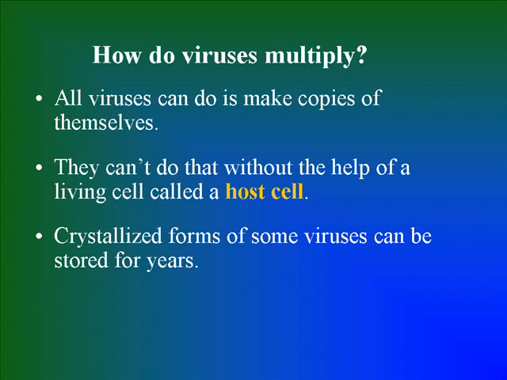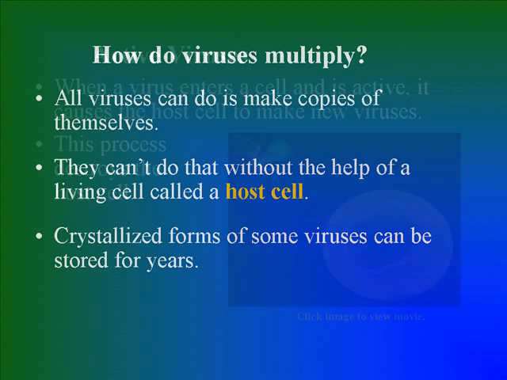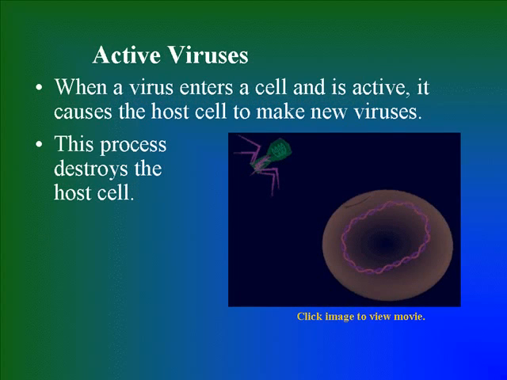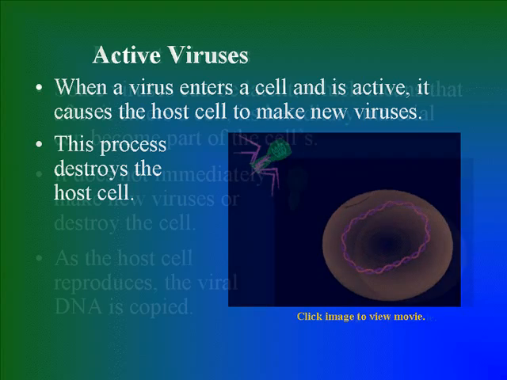And we can actually crystallize some of these viruses, and they can be stored for years. So how does a virus actually copy itself? Well, a virus lands, and you can kind of look at the picture. It looks like a freaky, spidery thing with a green top and purple legs. But it basically lands on the cell and destroys it by making a bunch of itself.